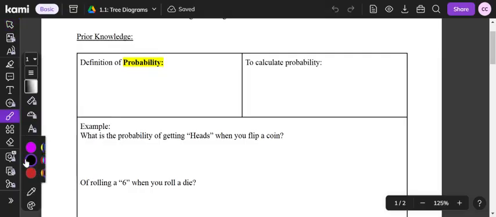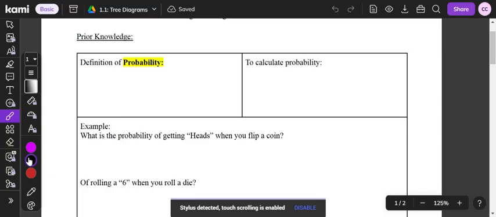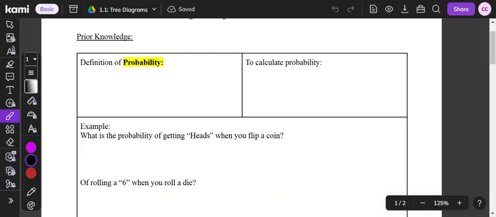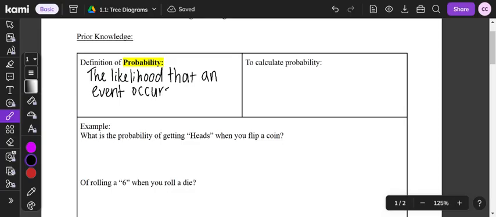So hopefully you guys already know a little bit about probability, maybe you remember, but we'll start with the definition here. When we talk about probability in math, we are talking about the likelihood that an event occurs. So we're going to go ahead and put that in our notes here. The likelihood that an event occurs. And when I say event, I'm just talking about anything that can happen. So probability is just a measure of how likely is something going to happen.